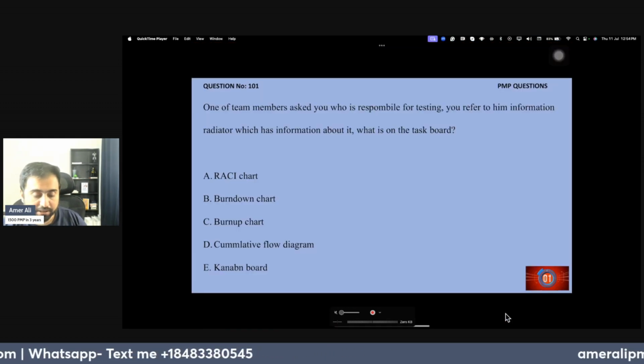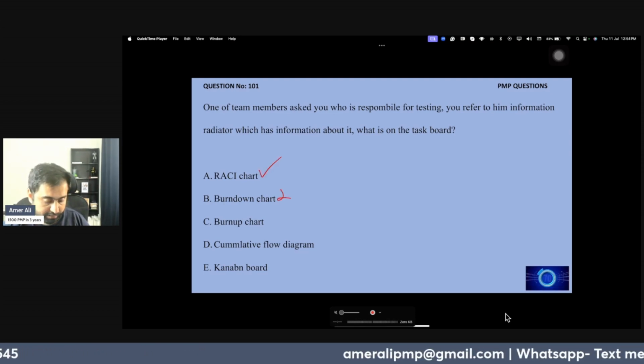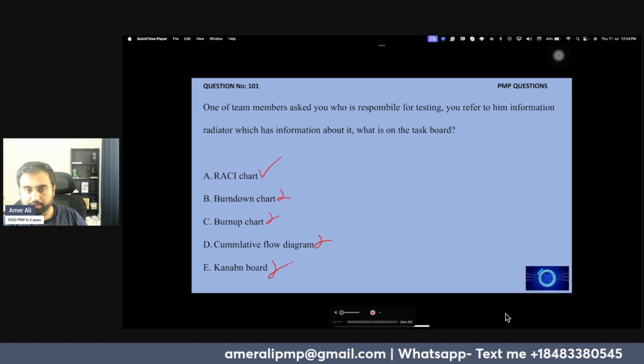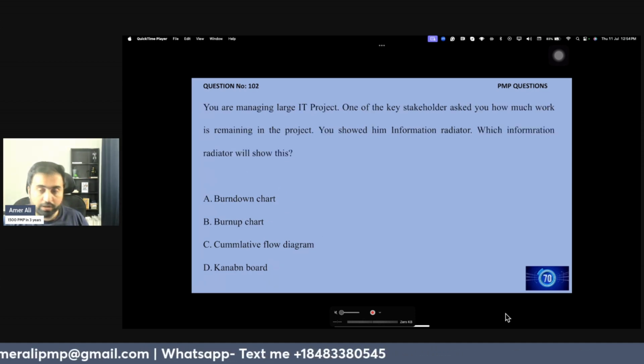Who is responsible? That was the RACI chart. No burn down, no burnout, no cumulative, no Kanban board. Let's go to the next question. Now this question we should do quickly.